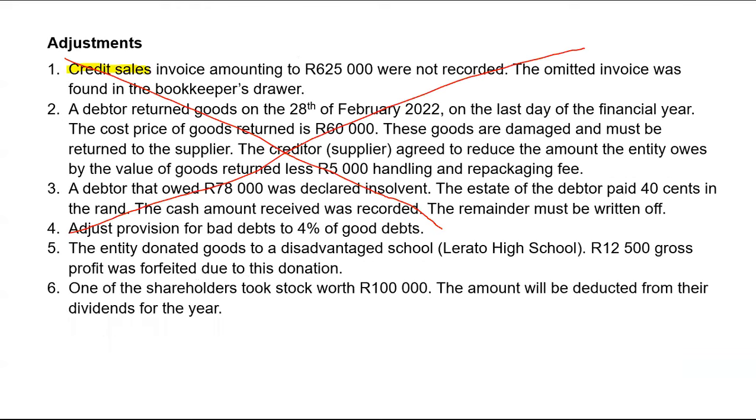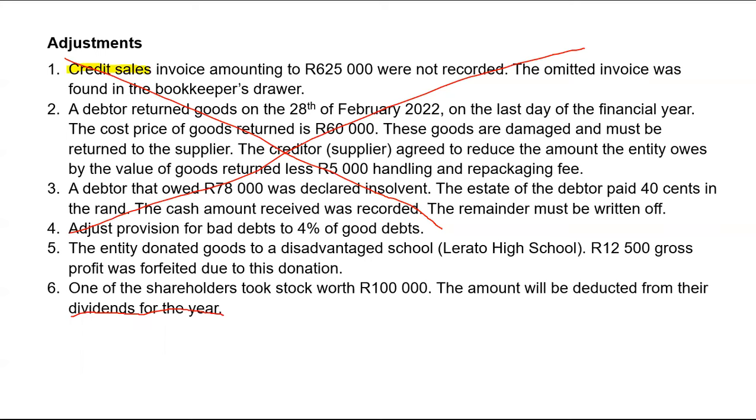Okay. Then they say in transaction 6, one of the shareholders took stock worth 100,000. The amount will be deducted from their dividends for the year. We don't know what dividends are, right? We haven't done this yet, but dividends is simply share of profits that the owners of the business get. In this case, they own a company because this is a company, and the return that they get will be what we call dividends.